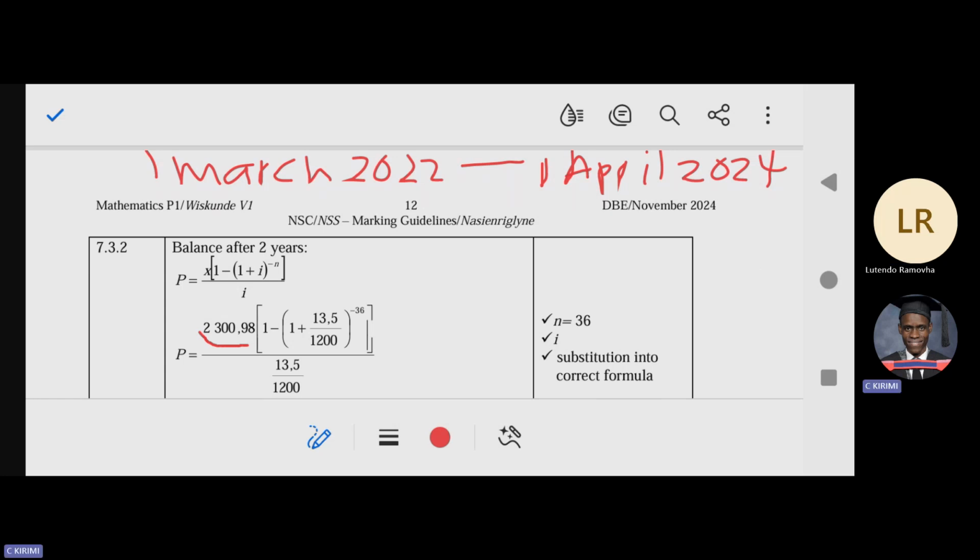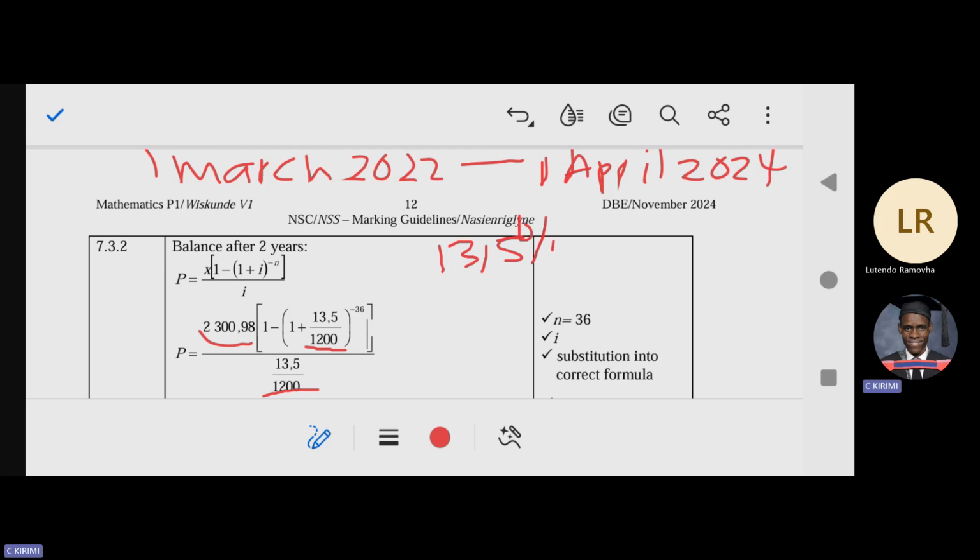Meaning they converted the percentage to a decimal. 13.5 to a decimal, isn't it? Yes. Which means they divided by 100. And also you are dividing by 12 at the same time. So in other words, you are dividing by 1,200 because 12 times 100 is 1,200. That's where they got the 1,200. They converted the 13.5% to a decimal first.